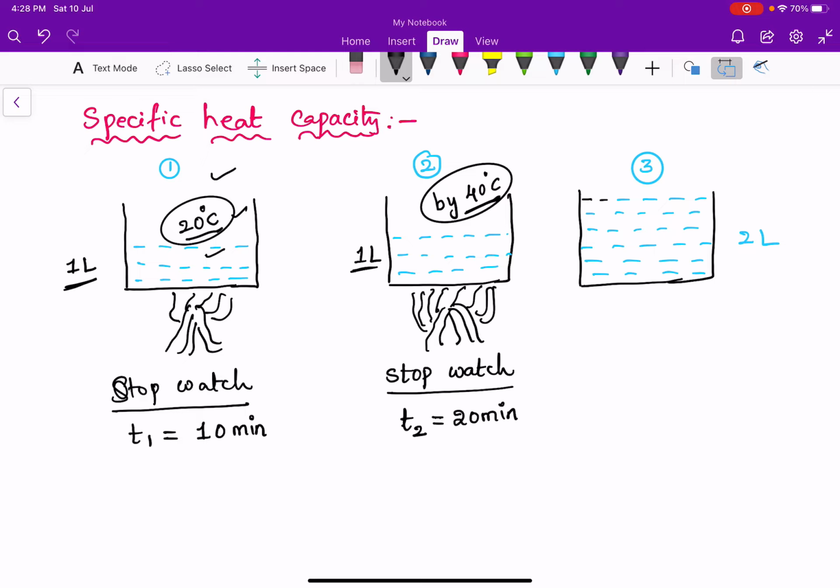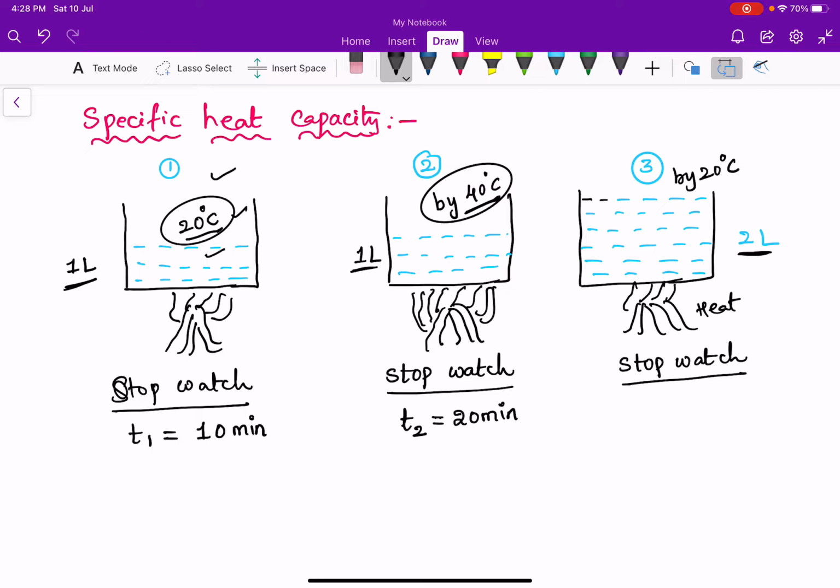And now I have taken 2 liters of water. The amount of water is different. I am keeping this vessel on the same heat source, with heat energy being supplied to the vessel. And again, I start the stopwatch to observe the time taken to increase the temperature by 20 degrees Celsius in this case.